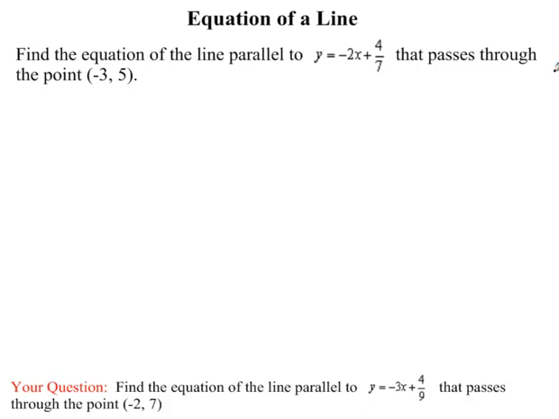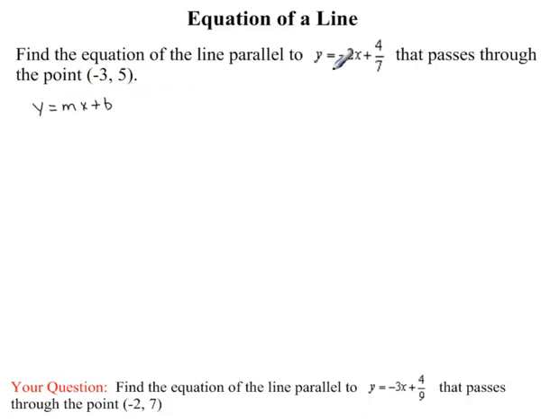To begin, let's look at our general equation of a line. It is in the form of y equal to mx plus b. The m determines the slope of the line, and the b is the y-intercept of the line. When we're solving for the equation of a line, we simply want to find the values for m and b and substitute them into this equation.